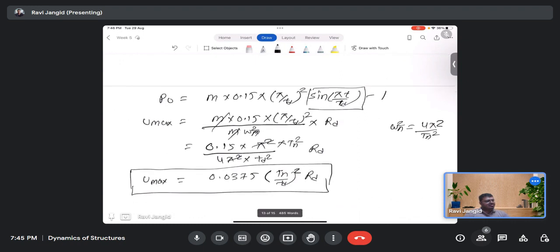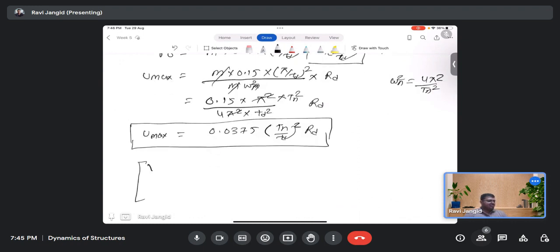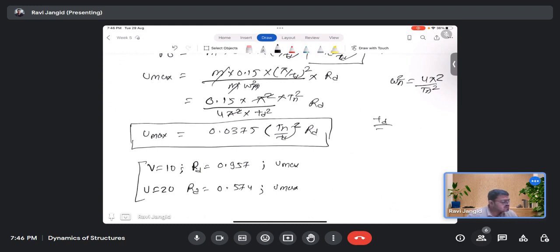So for one case, 10 and 20, your Rd was 0.957, and for this it was 0.574. If we utilize it, Td by Tn was 0.36 and 0.18. So can you get me the Umax for both the cases? Let's try to find out.